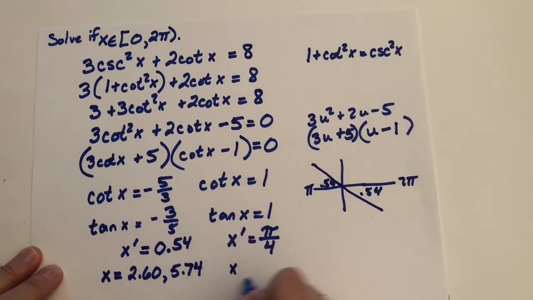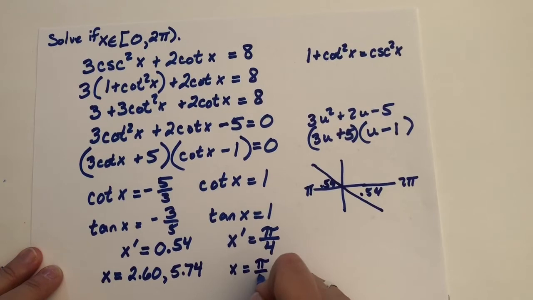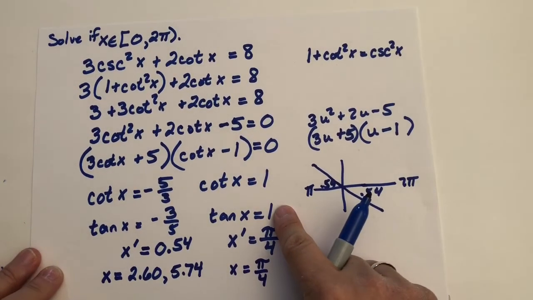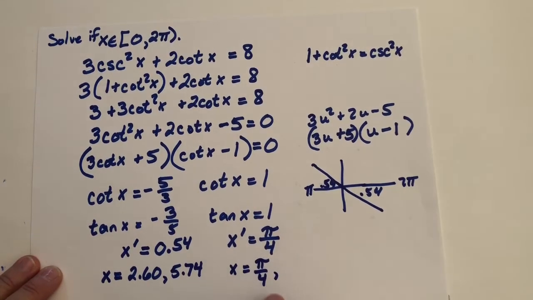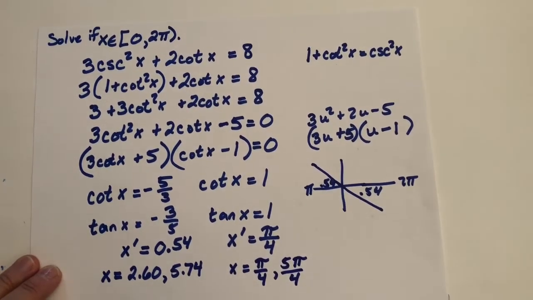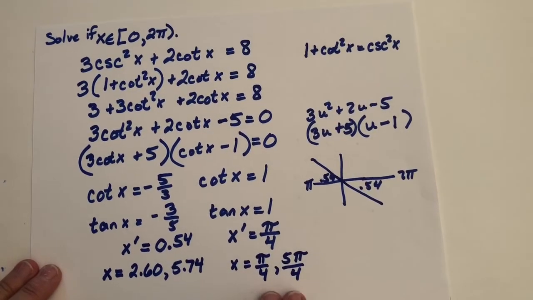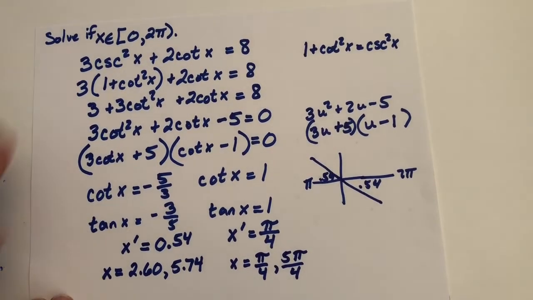Similarly, for this one, pi over 4 is not just a reference angle, it's also one of the solutions, because we know tangent is positive in the first quadrant and also in the third. So when we throw pi over 4 as a reference angle into the third quadrant, we have 5 pi over 4. So we have these two exact solutions and these two decimal approximations to our solutions for this particular equation.